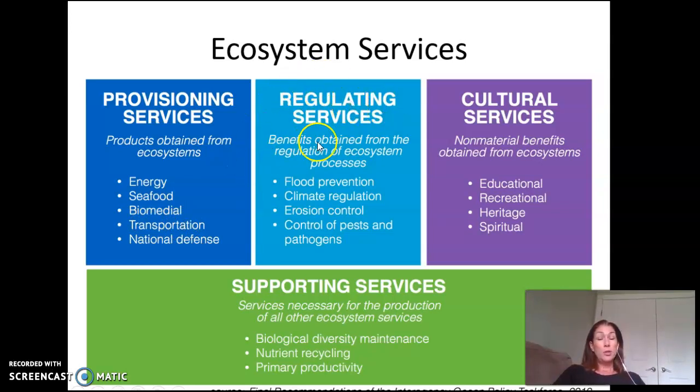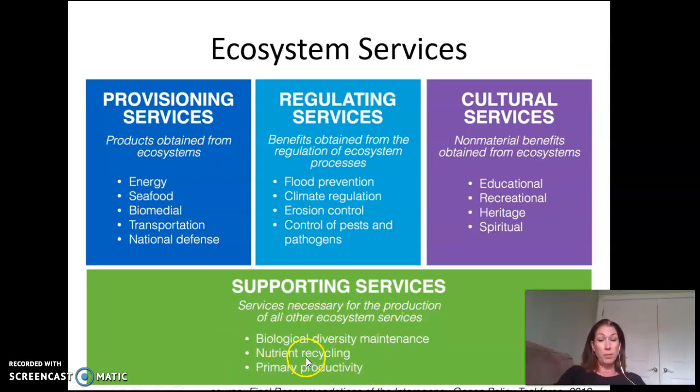Regulating services, these are things that help the ecosystem to maintain homeostasis pretty much. So preventing floods, erosion control. We've talked about how trees do both of those really well. Those are ecosystem services provided by trees. Control of pests and pathogens, like having lots of biodiversity helps to control pests. Cultural services, things that, remember, we've talked about the aesthetic value of nature, being able to get educational or recreational resources from them. And then finally, supporting services, things like nutrient cycling.